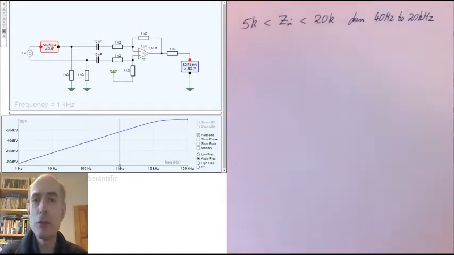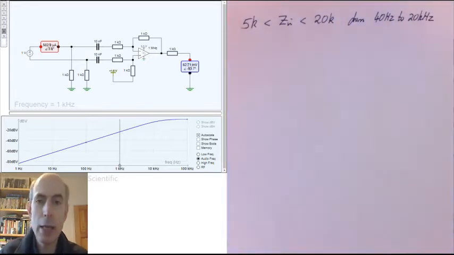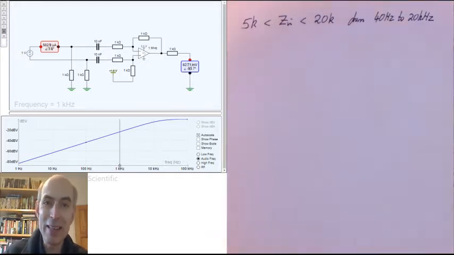The specification for this amplifier is that its input impedance must be between 5k and 20k over the audio frequency range, which we're taking to be 40 Hz to 20 kHz. And this is a differential input impedance. And the differential input impedance is the ratio of the differential voltage at the input to the current flowing in.